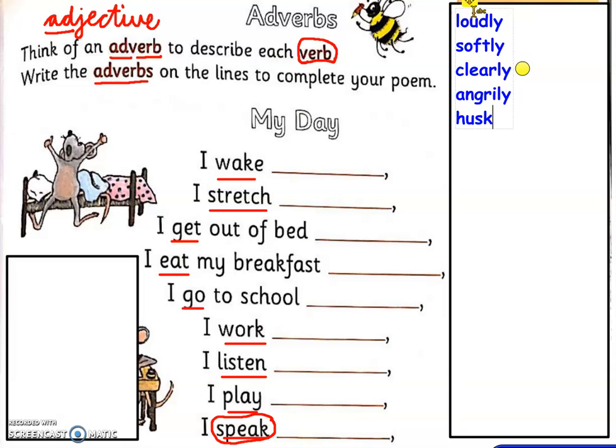Or you could speak huskily if you have a little frog in your throat, which is a little bit like I have today. Huskily, so it's not very clear, there's a little bit of a grating sound, would be huskily. Okay, let's look at some other adverbs that we could use for other verbs.